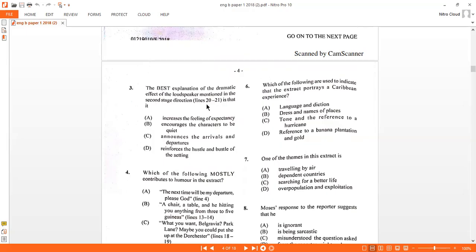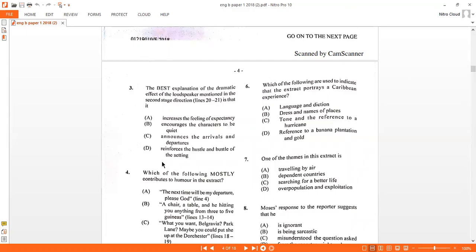It would not be B because it says encourages the characters to be quiet. That is definitely out of it, so let's cross it out. C, announces their arrivals and departures. We know that the purpose of the loudspeaker, of course, is to announce arrivals and departures, but it says the best explanation. What is the real reason for the stage direction in lines 20 and 21?